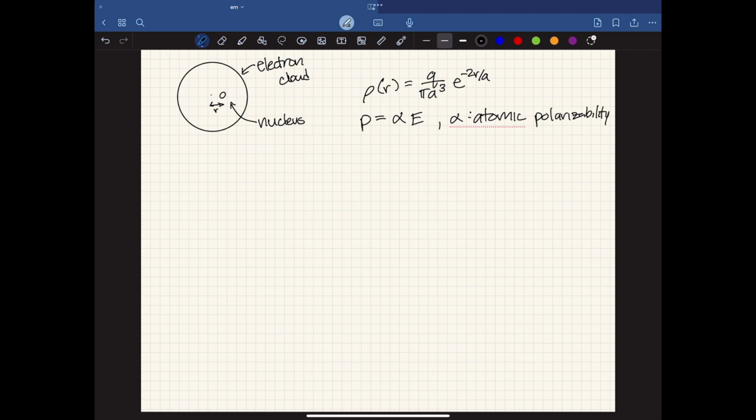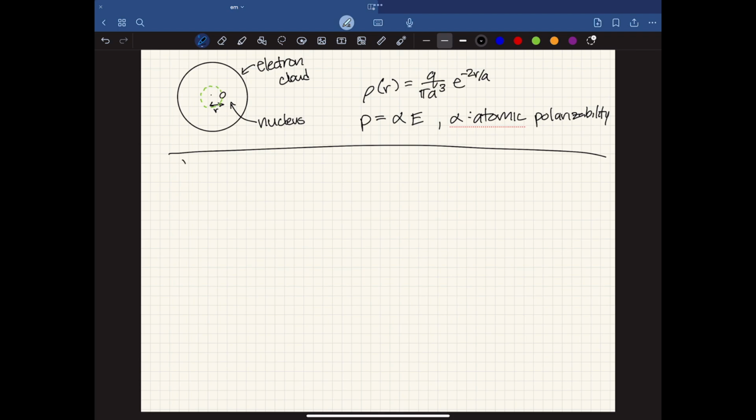This problem is similar to example 4.1, except this time we don't have a uniformly charged electron cloud. So we can start by looking for the electric field. Because rho of r is only dependent on r, there's symmetry, and we can use Gauss's law, where our Gaussian surface is a spherical shell of radius r, as shown in the picture.